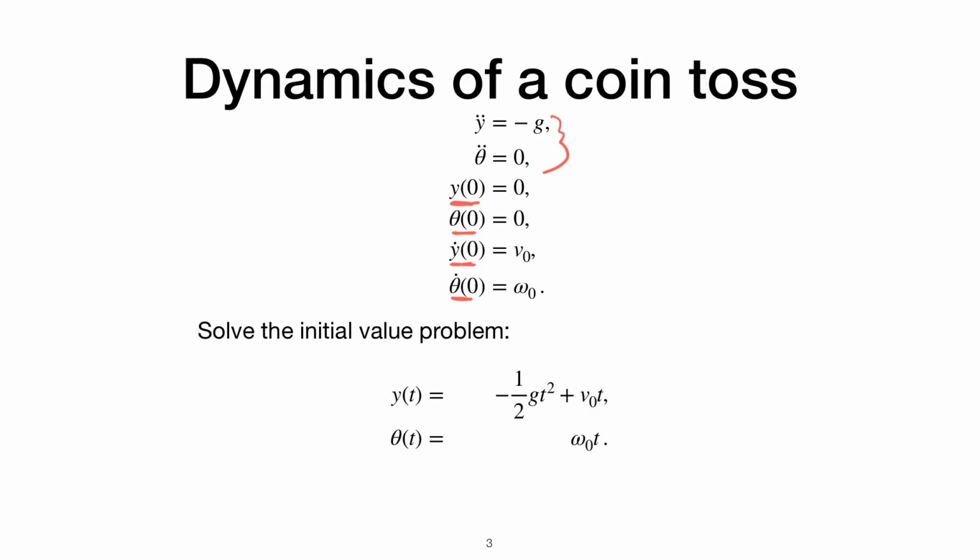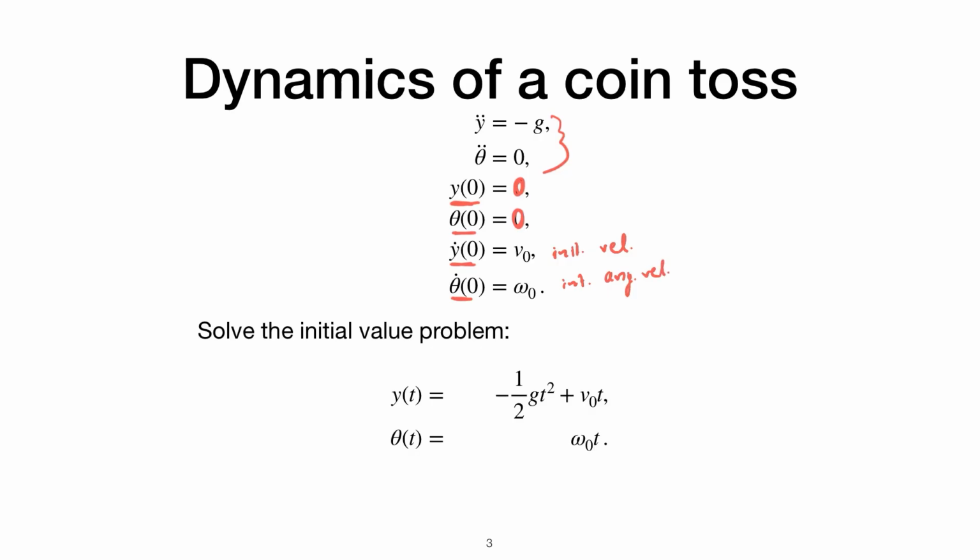Of course, here I have assumed that when I'm tossing the coin, the initial position is 0. This is the position of my hand. And I have also assumed that I'm tossing it from a horizontal position. That's why this angle is 0. And then I only have now 2 parameters that control the result of the coin toss: the initial velocity and the initial angular velocity.